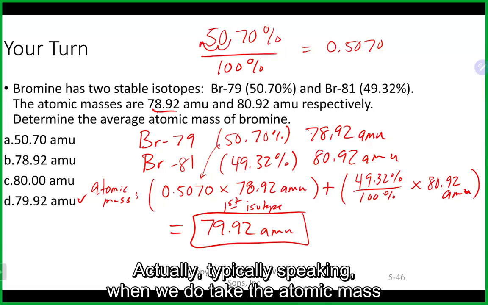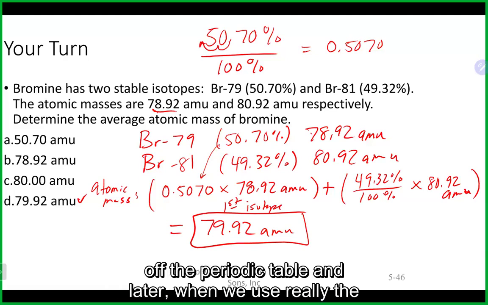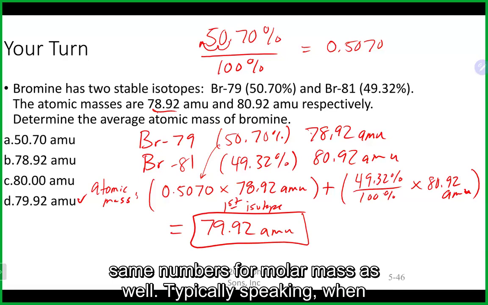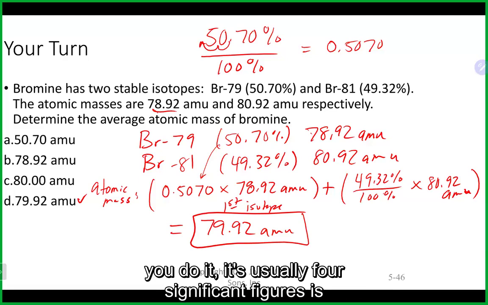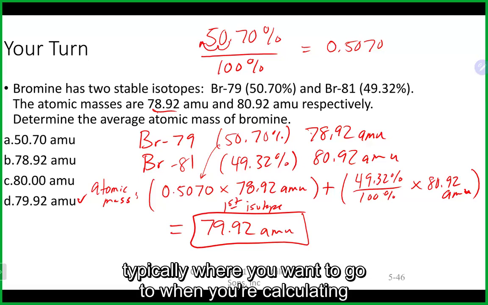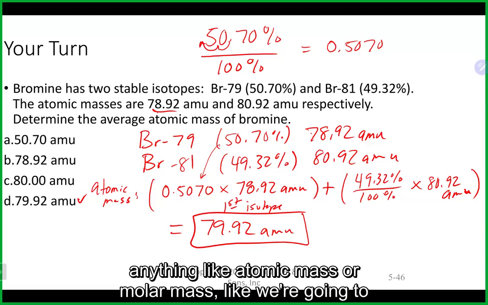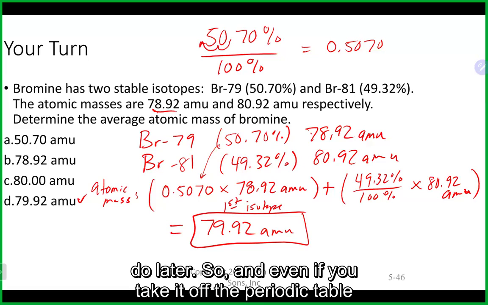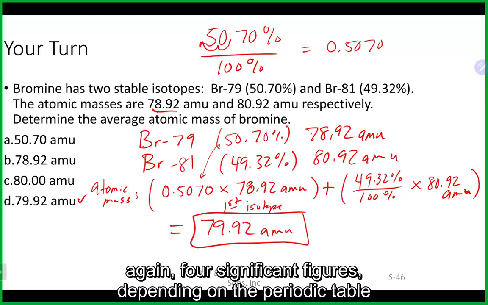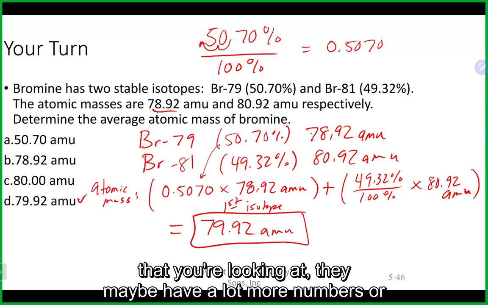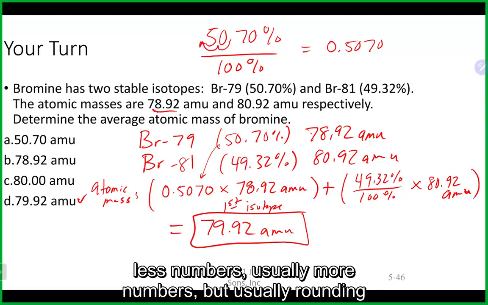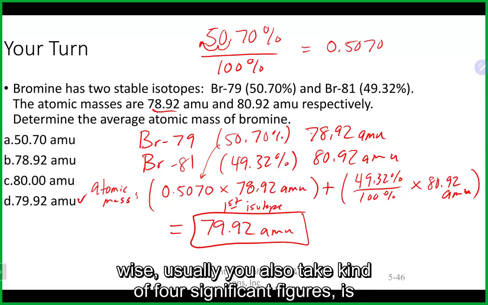It's a good question, actually. Typically, when we take the atomic mass off the periodic table, and later when we use the same numbers for molar mass as well, it's usually 4 significant figures that you want to go to when you're calculating anything like atomic mass or molar mass, like we're going to do later. Even if you take it off the periodic table, depending on the periodic table you're looking at, they may have more numbers or fewer, usually more, but rounding-wise you would usually take 4 significant figures.